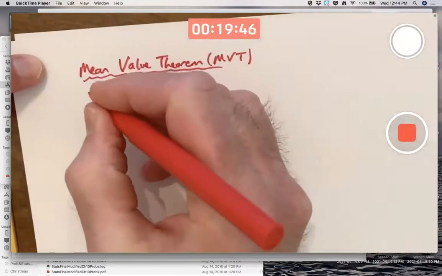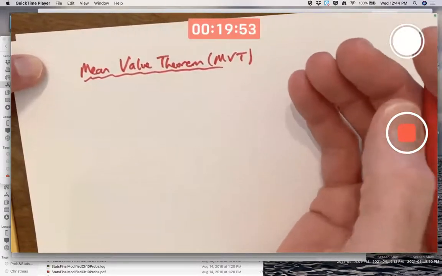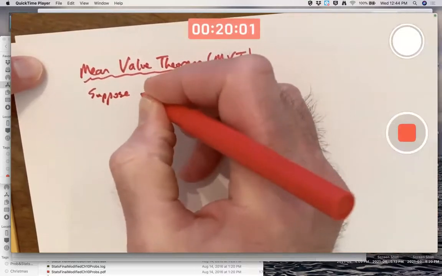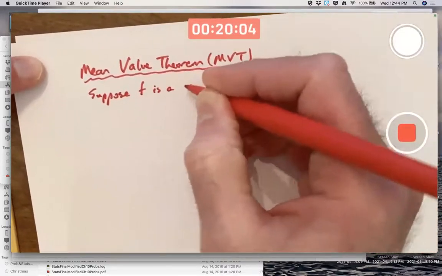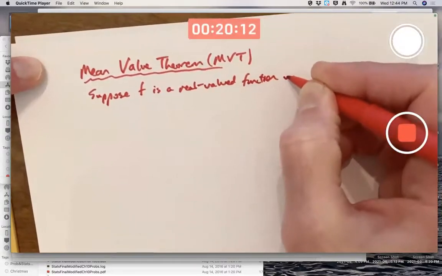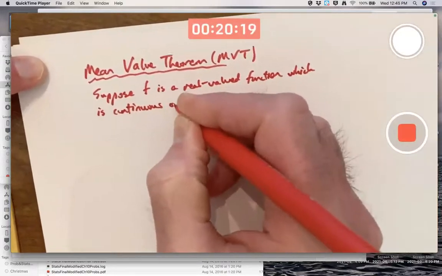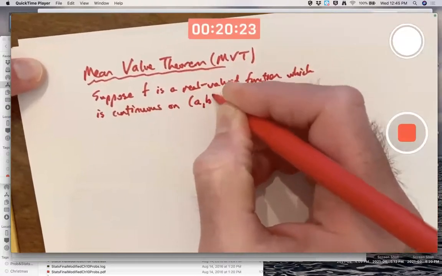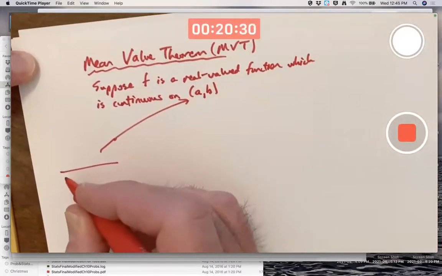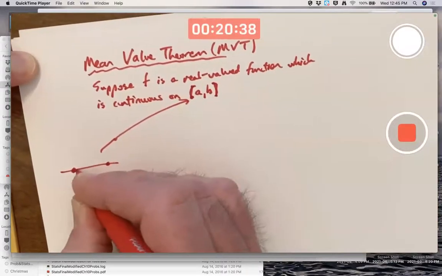What does it say? It's an abstract theorem. It applies in certain abstract situations, though when we apply it, we often apply it to particular situations. It says, suppose f is a real valued function, so its outputs are real numbers, which is continuous on a closed interval from a to b. That represents the set of numbers between a and b, including the endpoints.